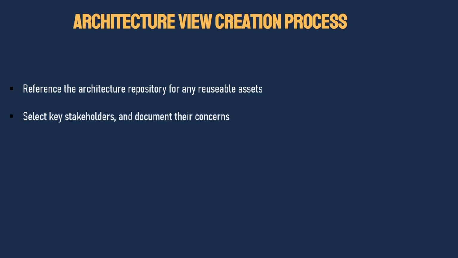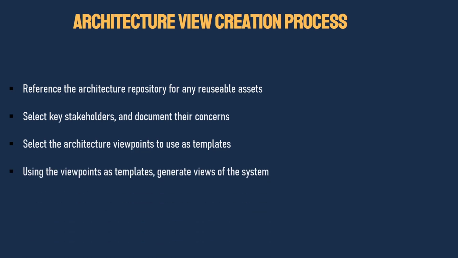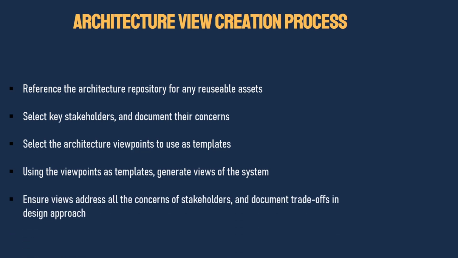The architecture view creation process is as follows. We start out by first referencing the architecture repository for anything that we can use. Then we select key stakeholders, interview them, and document their concerns. We select the architecture viewpoint that best meets those needs and use it as a template. Using the viewpoint as a template, we then generate a view of the system. We have to make sure that the view addresses all the concerns of the stakeholders and documents any trade-offs in the design approach.